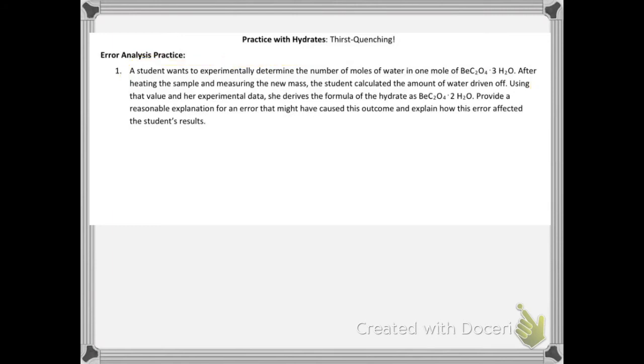Okay, so if you notice in this particular problem, a student wants to experimentally determine the waters of hydration of this particular hydrate, but they know what the formula is supposed to be. The formula is supposed to have 3 waters of hydration. But after the student does the lab and they collect data and they do all the analysis, well, she derived the formula as only having 2 waters of hydration. And you're asked for 2 things in your answer. It says both provide a reasonable explanation for what would have caused that error and explain how this error would have led to that student's results.